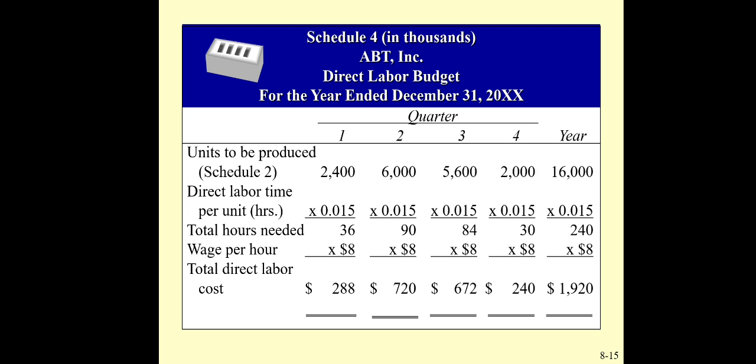You have to calculate the same thing for the quarter 2, 3 and 4, and then you have to calculate the total for the year. In this sample budget, the total for the year is $1,920,000 direct labor cost for the year. Budgeted direct labor cost for the year. Okay, memorize the format and you can do this budget.